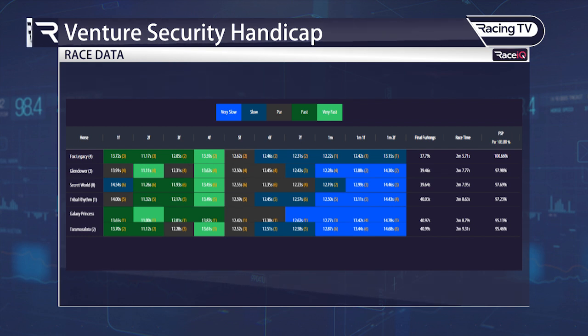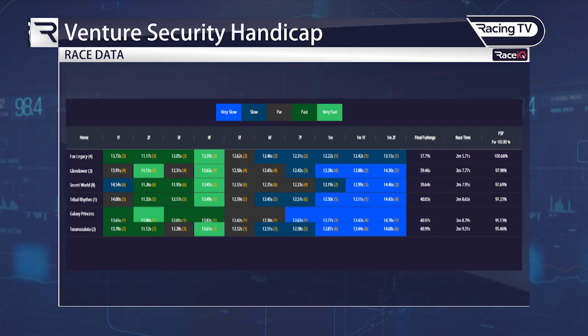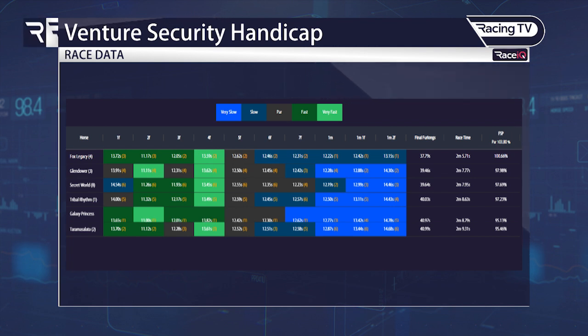Here's the data, here are the sectionals, and look at all of those green numbers for Fox Legacy early on. Fast, fast, fast, then very fast, then par, and then slow against par for those final 5 furlongs. That gave him an even finishing speed percentage, roughly what you would expect, but it was a race that's a bit upside down, fast early on, par for a furlong, and then he slowed down throughout the closing stage.